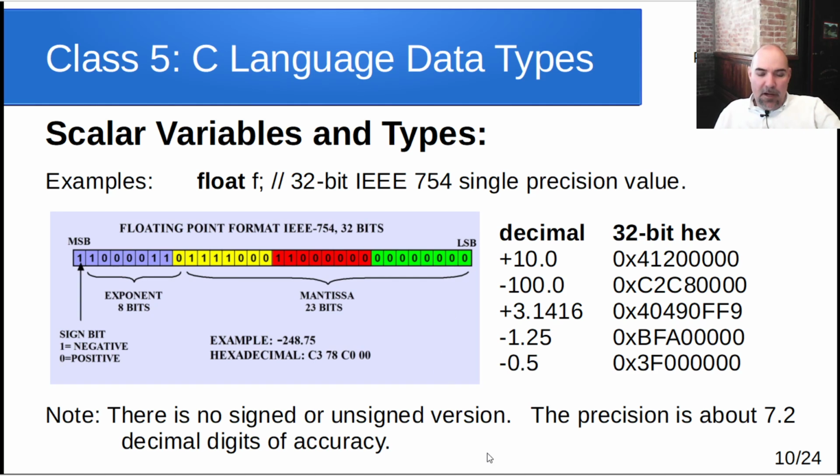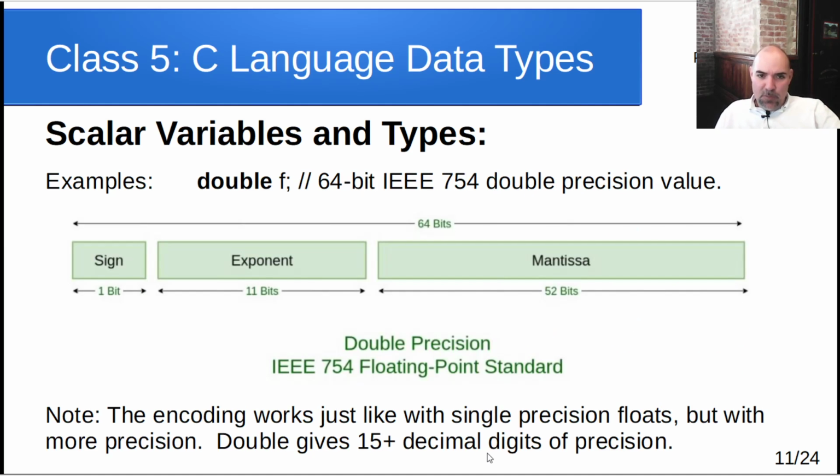Now, there are some types that have more precision. Let's look at those. There's one called double. A double is twice as much storage, so a 64-bit double precision value. It stores things the same way. It still has a sign bit, but now it has 11 exponent bits and 52 positions for digits. It works the same way as single precision, but it gives more digits worth of precision. In this case, it's 15 to 17 decimal digits of precision.